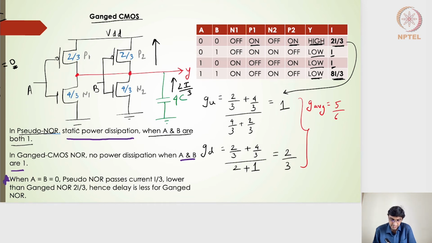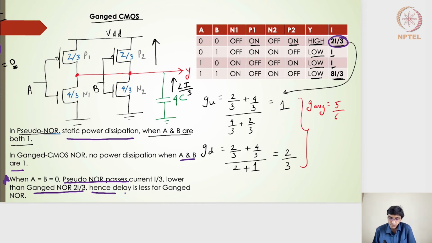The other one is this particular point when A is equal to 0 and B is equal to 0. I will have both these PMOS transistors on and the NMOS off. Now if I consider the pseudo NMOS NOR, when A and B are 0, it only passes a current of I by 3, lower than the Ganged NOR, which passes a current of 2I by 3. So that's what I have explained here. When I compare that with that of the pseudo NMOS, it passes a current of I by 3 here, right?